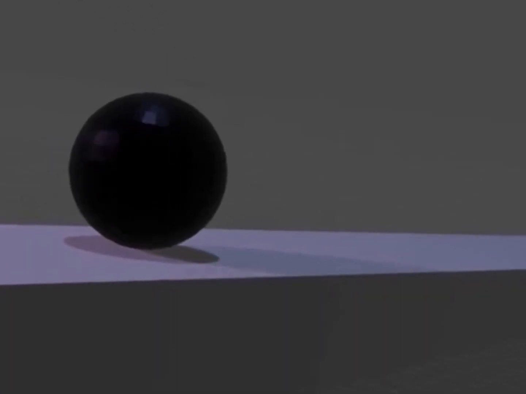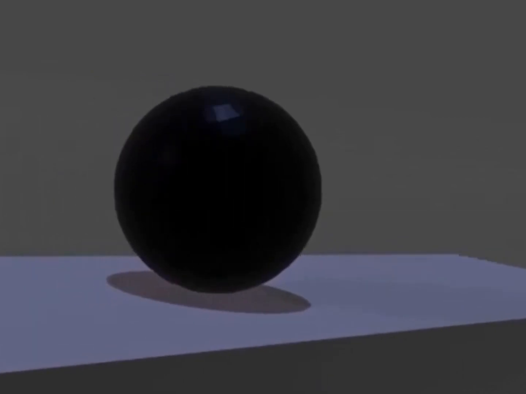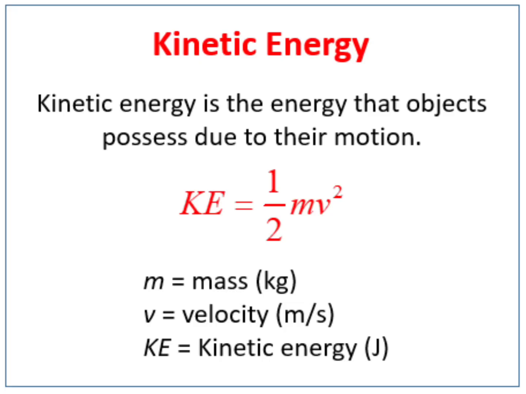Kinetic energy is the energy that an object possesses due to its motion. Any object that is in motion has kinetic energy, and the amount of kinetic energy that it has depends on its mass and velocity. The formula for calculating kinetic energy is 1/2 times mass times velocity squared, where mass refers to the mass of the object in kilograms, velocity refers to the velocity of the object in meters per second, and 1/2 is a constant.